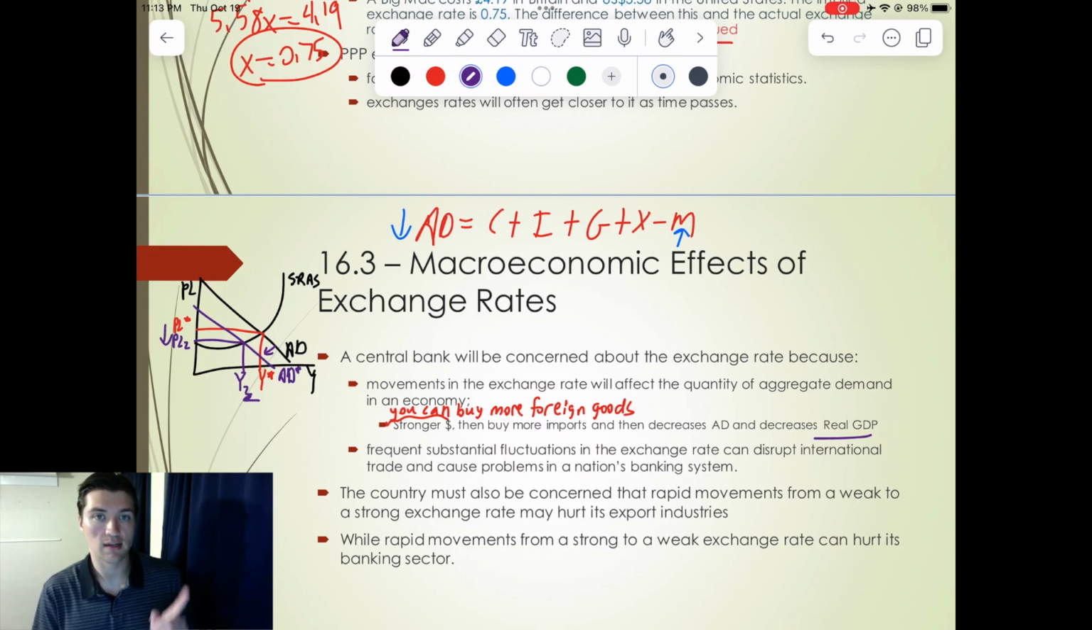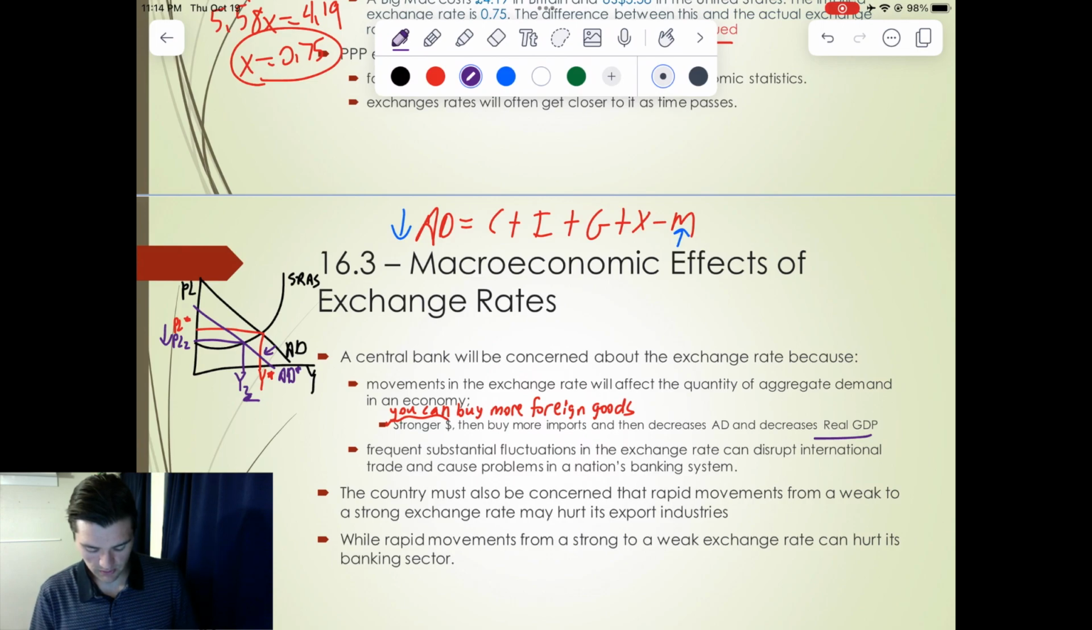Because remember, the central bank's goal is low unemployment, low inflation. And if your real GDP is decreasing, unemployment's going up. So we want to increase the monetary policy to where we can increase aggregate demand. As soon as the central bank notices the exchange rate, they're going to look at it and go, okay, when do we change something? So they're just trying to monitor it, is all.